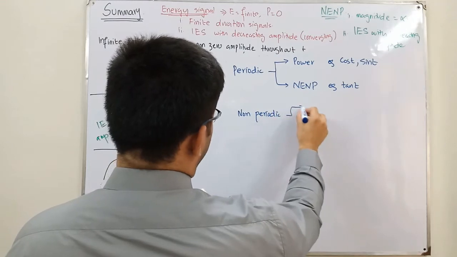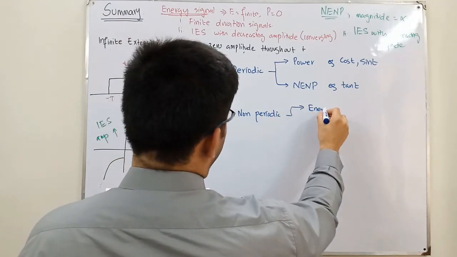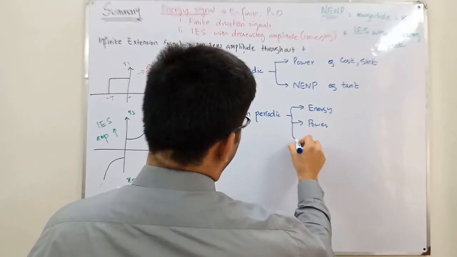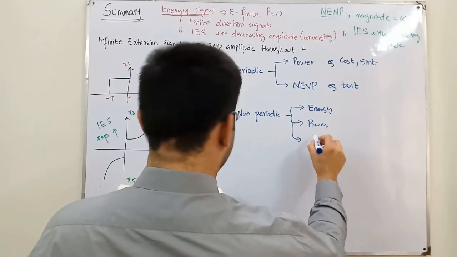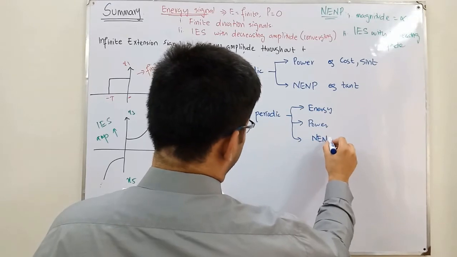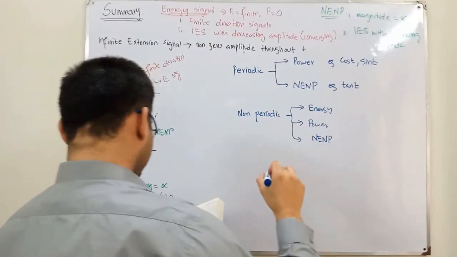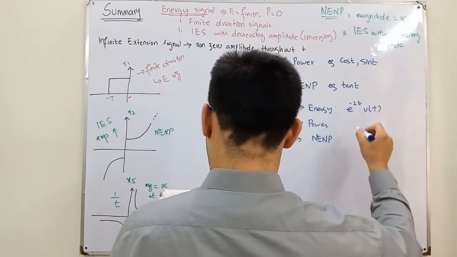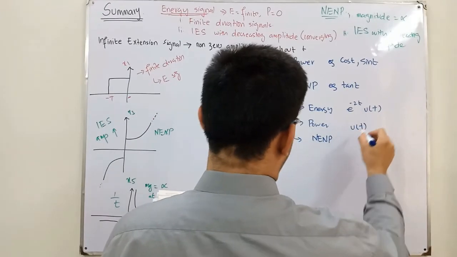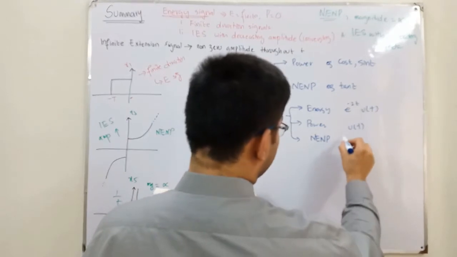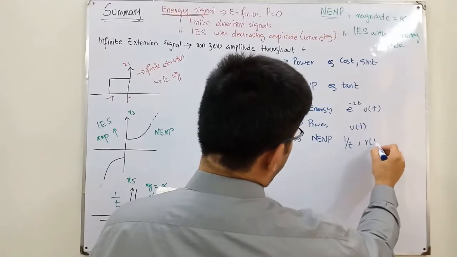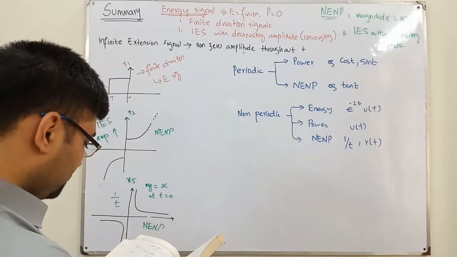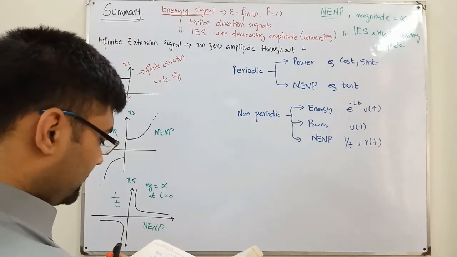Similarly, non-periodic signals. So they could be energy signals, they could be power signals, they could be neither energy nor power. And let's say, for example, you have exponential of negative 2 t u of t. Examples are u of t is a power signal, similarly 1 over t. And a ramp signal R of t, which we will be discussing shortly.